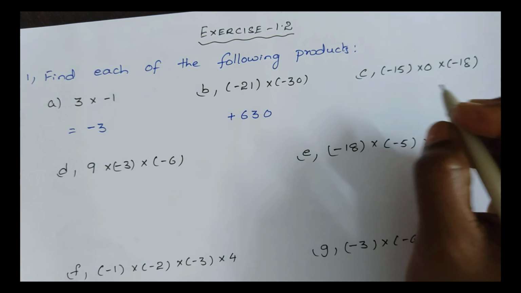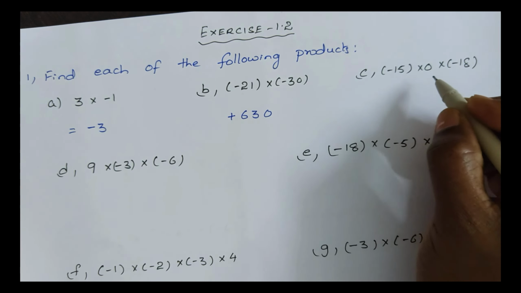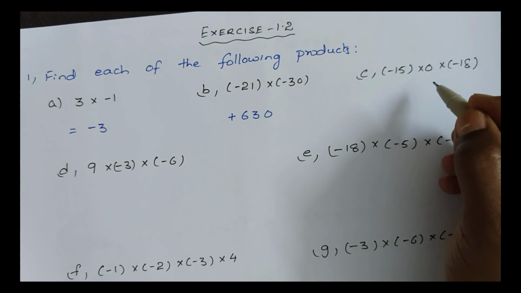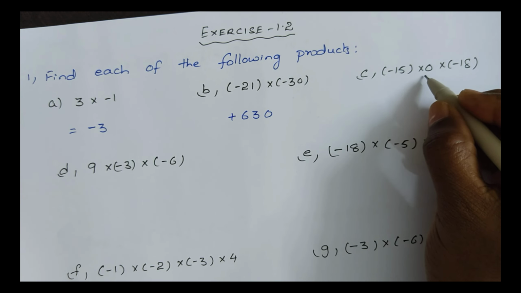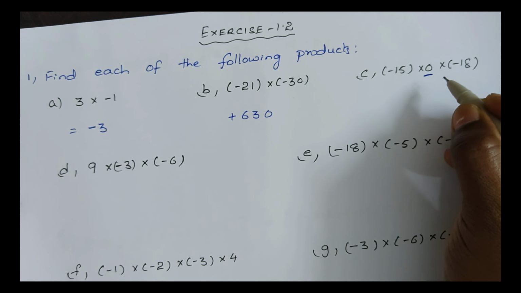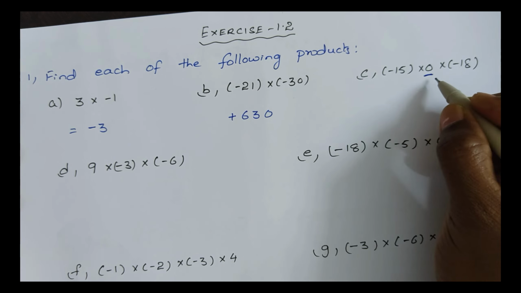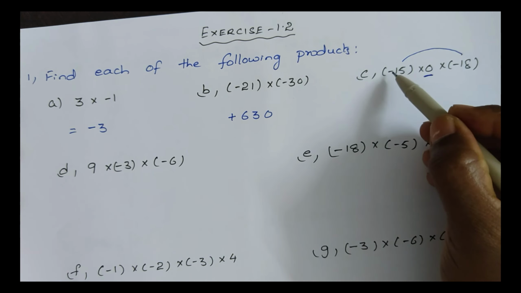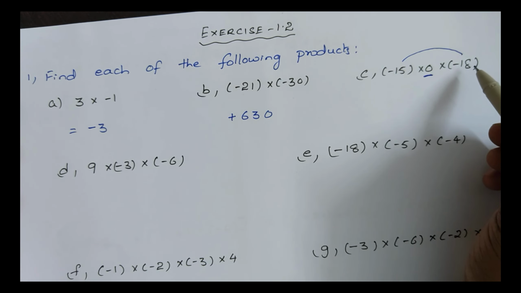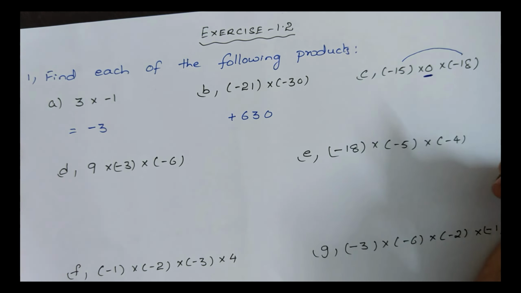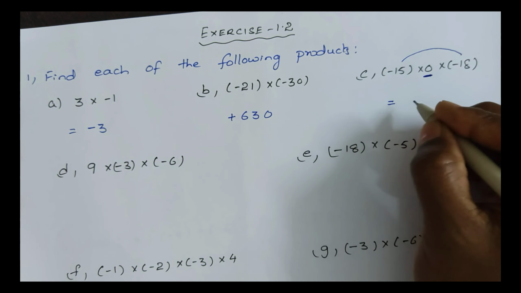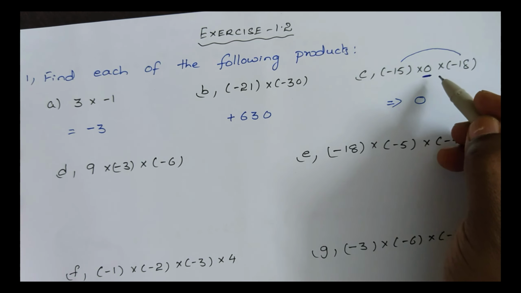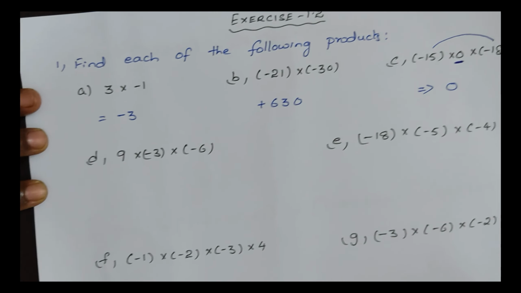Now the third one. Minus 15 into 0 into minus 18. Now you have to remember our 0 property. We have already learned that whenever we are multiplying any number with 0, these two numbers, minus 15 and minus 18, we will get a big number. But if you are having a 0 in between them, the final answer will be 0. Whatever number may be there, if you are multiplying with 0, you will be getting a 0 as the answer.